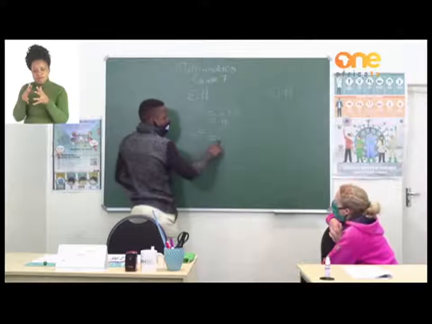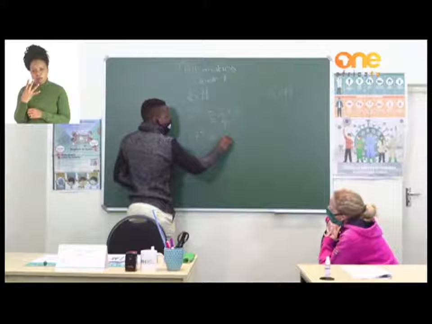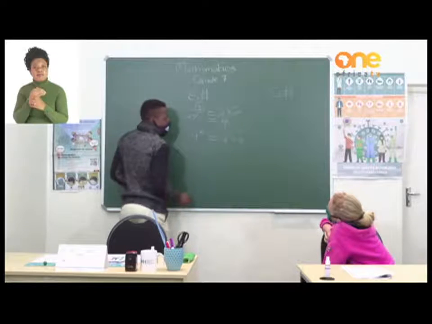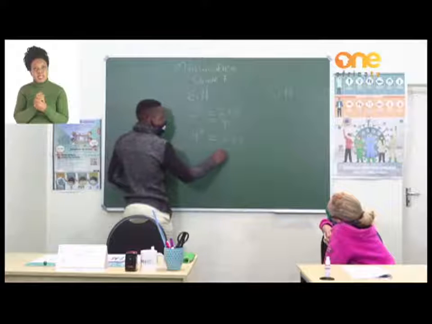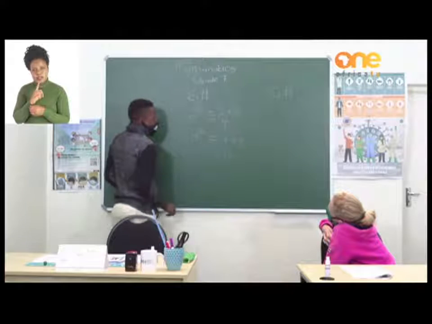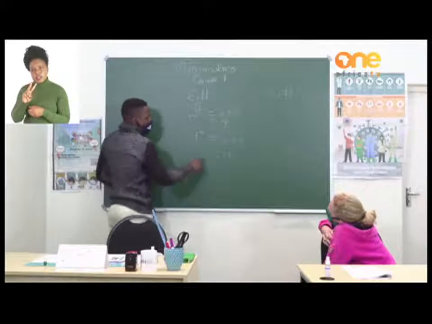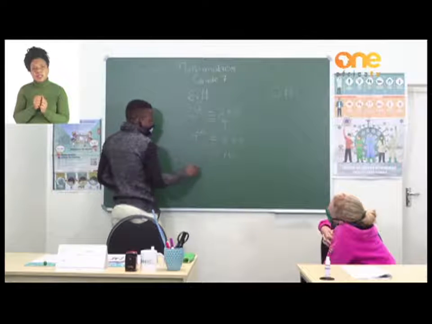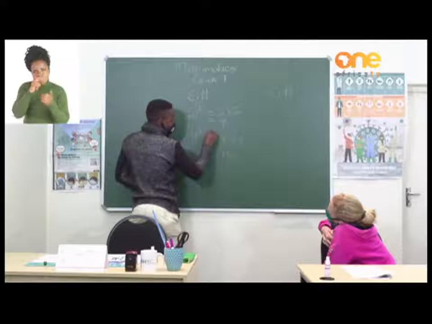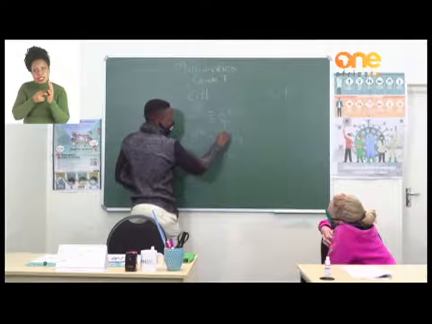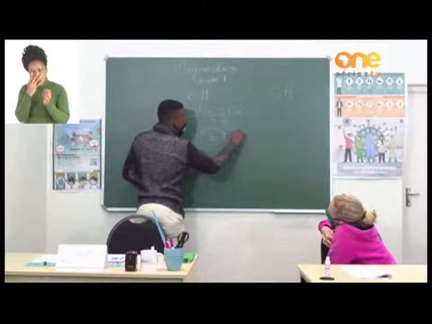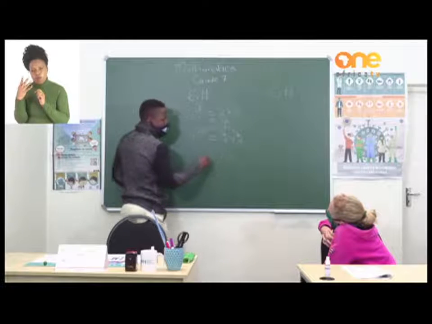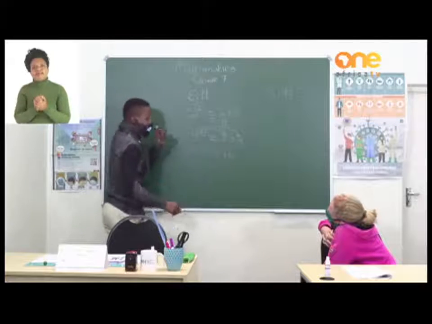4 needs to appear 2 times, so it has to be 4 times 4, and that should give you 16. The 2 here shows you that you have 4 2 times, given that we have to multiply.